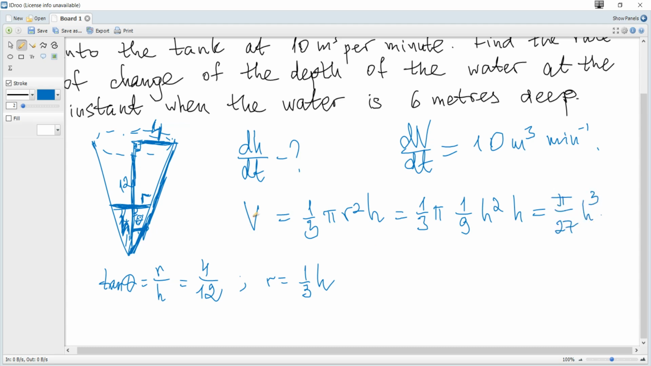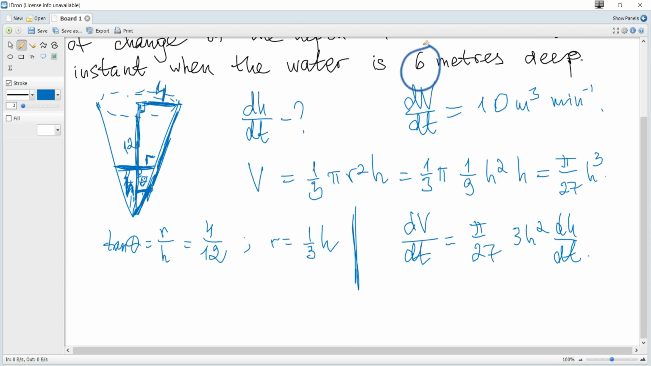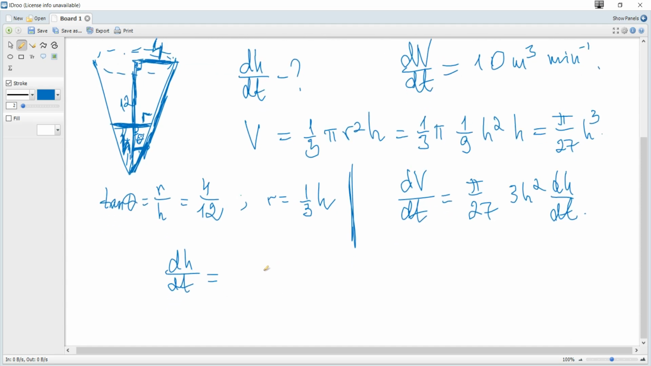And now volume depends on h only, and we can differentiate with time both sides, so dV over dt becomes what? Pi over 27, and h is some function of t, so we apply chain rule, and it says that it becomes 3h squared dh over dt. When h is 6, so we need dh over dt, and it's what? dV over dt. Let's rewrite it, or we can substitute and then get dh over dt.